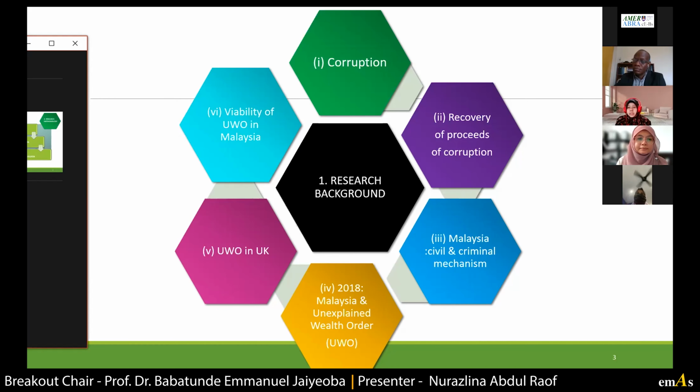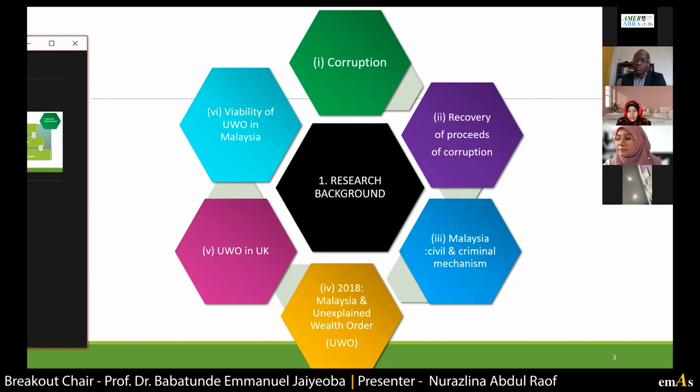As regards the civil mechanism, we have civil forfeiture. We have two statutes as examples. The first is Section 41 of the Malaysian Anti-Corruption Commission Act, and the other is Section 56 of the Anti-Money Laundering, Anti-Terrorism Financing and Proceeds of Unlawful Activities Act 2001, where the objectives include providing for forfeiture of assets and proceeds derived from the corrupt acts.